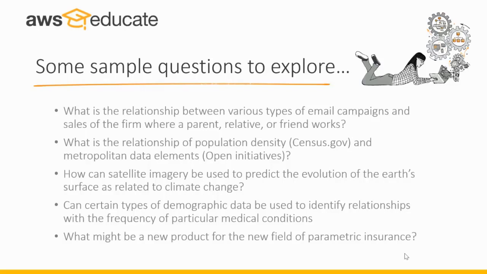Another question, what might be a new product for the new field of parametric insurance? So what is parametric insurance? Well, parametric insurance is this idea that maybe an insurance policy can be designed around the idea that if there's a certain metric that occurs with a certain frequency, that would give rise to insurance protection.